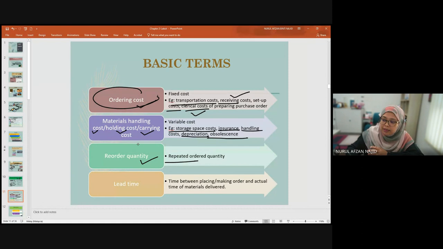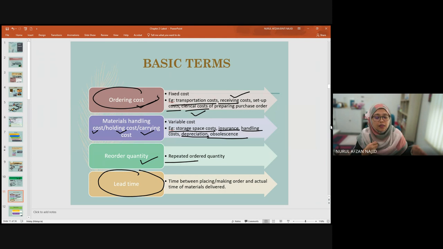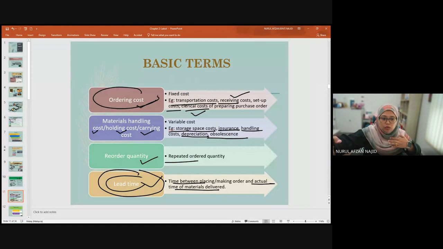Dan lead time ini pun perlu diambil kira juga, sebab lead time ini pastinya akan berlaku bila you place the order. You order hari ni, tak mungkin dia akan sampai hari ni juga. Mungkin dia akan sampai ambil masa 2-3 hari kalau supplier tu jauh, ataupun dia akan sampai esok. So the time between placing the order and receiving the order dipanggil sebagai lead time. Time between placing and actual time material delivered. Bila kita call hari ni, sampainya 7 hari kemudian. So 7 hari itu adalah lead time. It depends soalan tu nak bagi tahu macam mana.